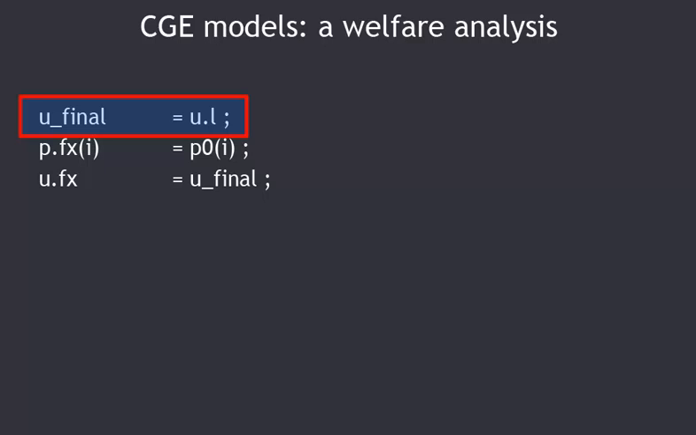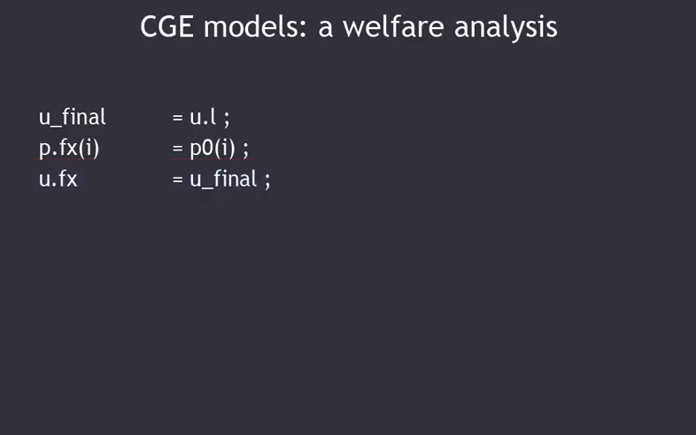As we write this instruction after running the model with the shock, U.L is the final level of utility. Then I impose two constraints: P.Fx in sector I is equal to P0 in sector I, so the consumption prices are fixed at the initial level of these prices. And U.Fx is equal to U_final, so the utility of the representative agent is fixed at its final level.